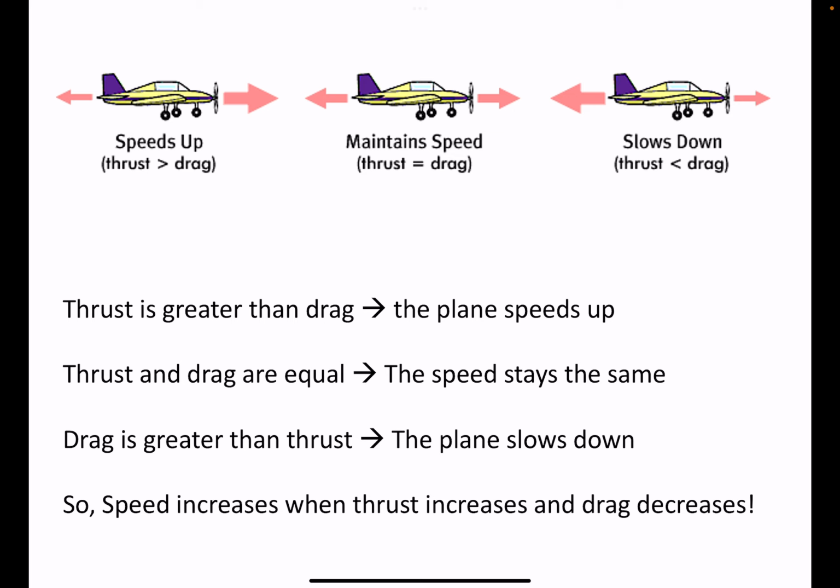The relationship between thrust and drag determines the airplane's acceleration. When thrust is greater than the drag, the plane speeds up. When drag is greater than the thrust, the plane slows down. And when the two forces are equal, the plane maintains a constant speed.